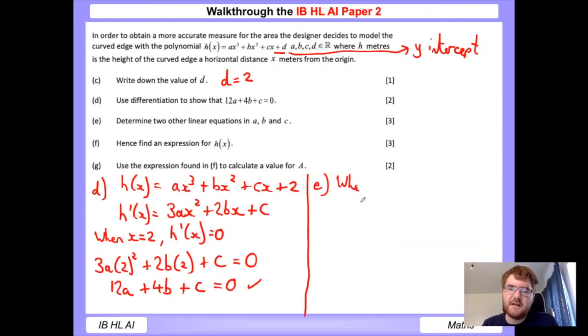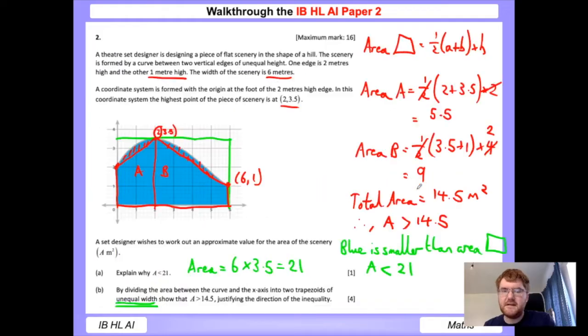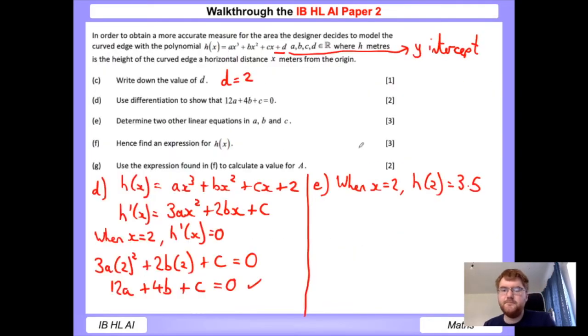So when x is equal to 2, h of 2 is equal to 3.5. This comes out of just taking this coordinate. So we're going to substitute that in. So we get 3.5 is equal to a times 2 cubed plus b times 2 squared plus 2c. And we already know what d is, so that's good. So that's plus 2.